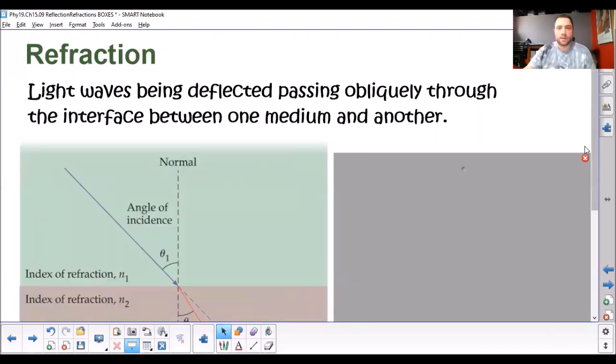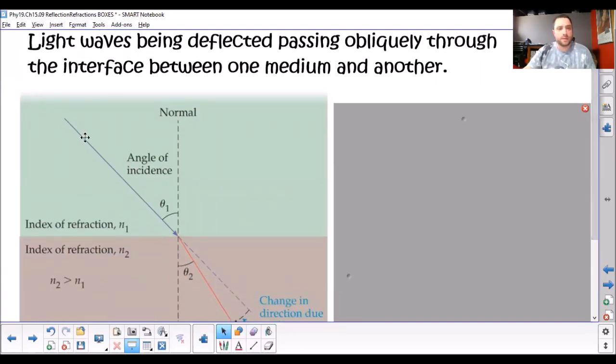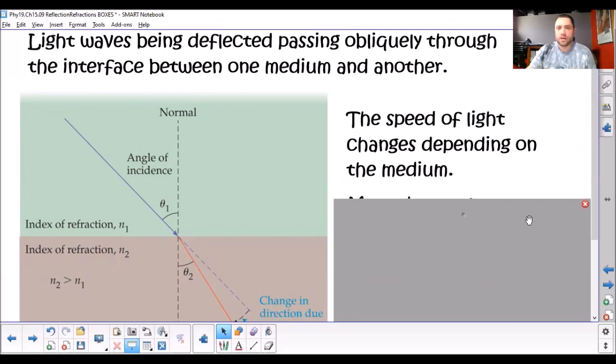So, as a picture of this, you've got this light beam coming in from the top left, and these two colors are two different mediums, maybe air and water, or air and glass or something. As it comes in, once it hits that new material, it is going to refract. It's going to change its angle. And that angle change is going to be dependent on the type of medium that it's going to and from.